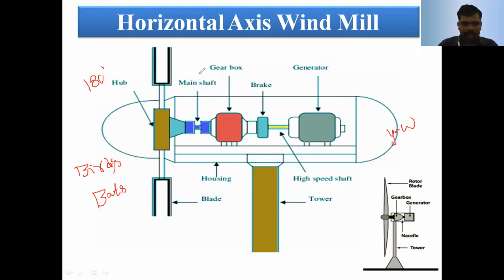Once the blades rotate based upon the wind speed, a hissing noise is produced. Another one is sound pollution. One more thing is the visual impact. These are the major drawbacks of the horizontal axis windmill.